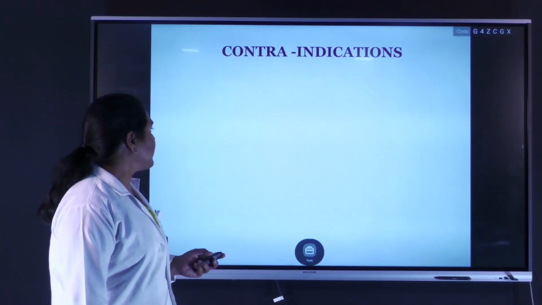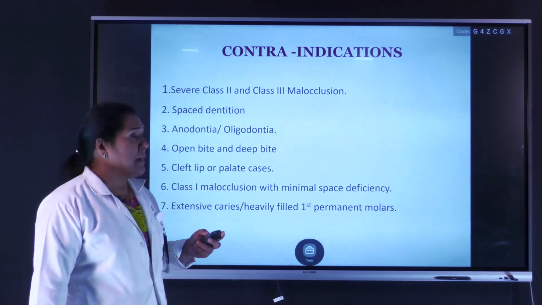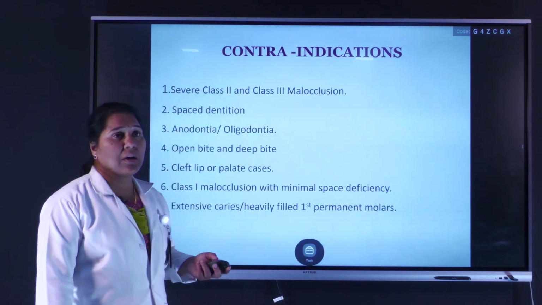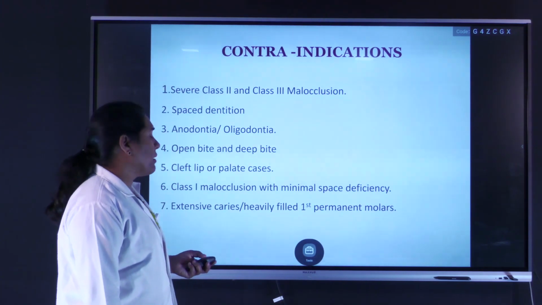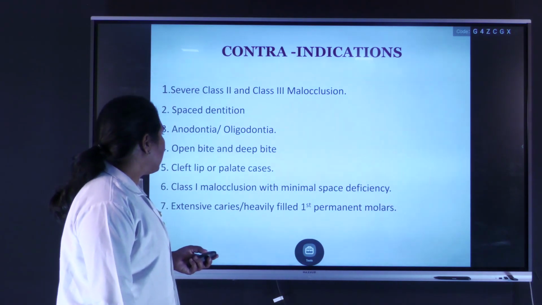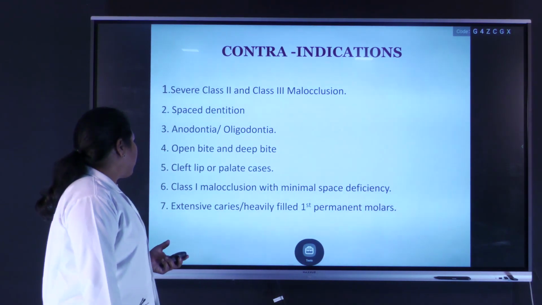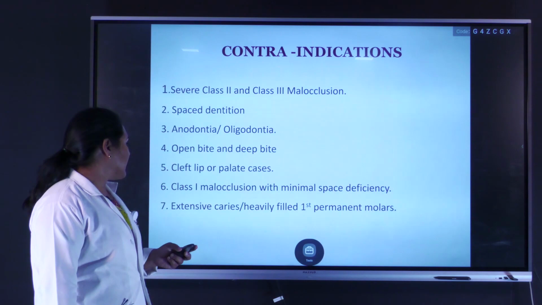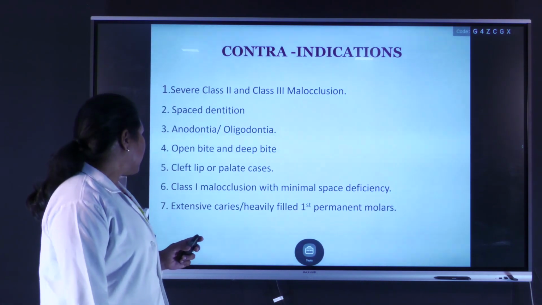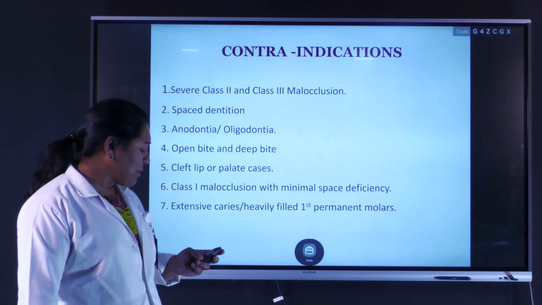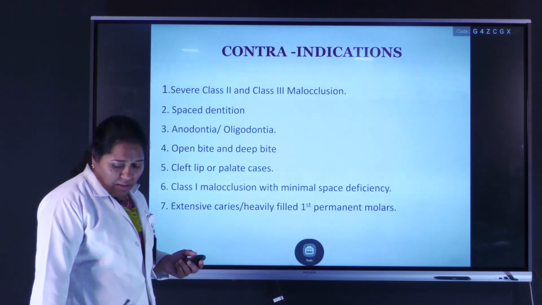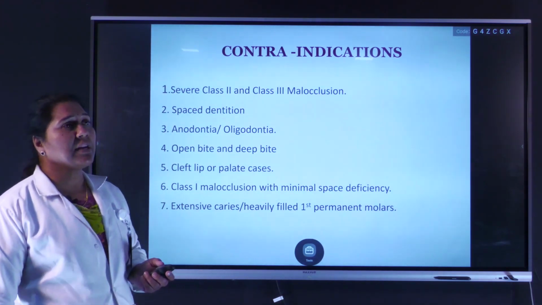Coming to contraindications: severe class 2 and class 3 malocclusions, spaced dentitions, anodontia or oligodontia, which means fewer teeth erupting, open bite and deep bite cases, cleft lip or palate cases, class 1 malocclusion with minimal space deficiencies, and extensive caries or heavily filled permanent first molars. In all these conditions, serial extraction is not indicated.